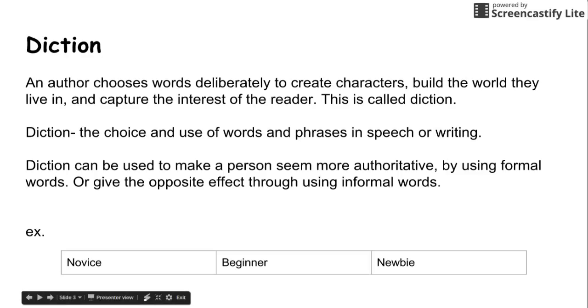The first is diction. An author chooses words deliberately to create characters, build the world they live in, and capture the interest of the reader. This is called diction. Diction's definition is the choice and use of words and phrases in speech or writing. Diction can be used to make a person seem more authoritative by using formal words, or give the opposite effect through using informal words.